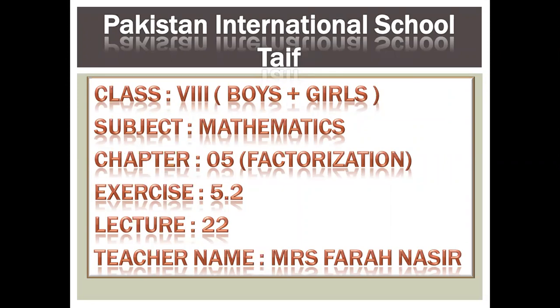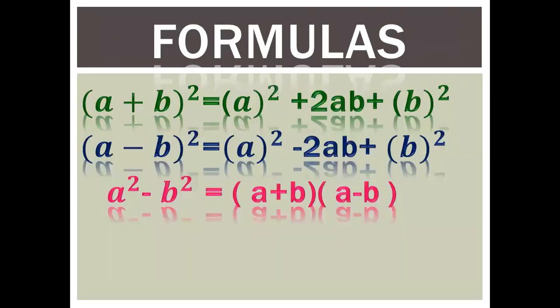Today we will do exercise 5.2, and we will do the factorization through the formulas. We have already done these formulas in class 7 and in the midterm of class 8 also. In chapter 6: a plus b whole square, a minus b whole square, a square minus b square, a cube plus b cube, a plus b whole cube, a minus b whole cube, a cube minus b cube. And you all know about these formulas.